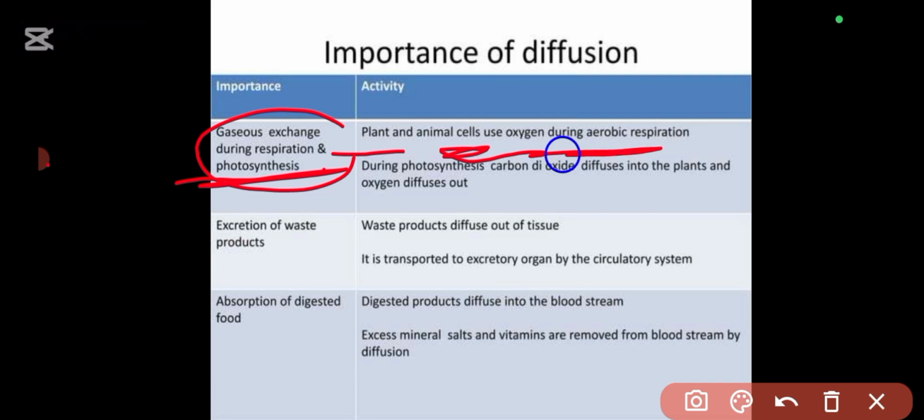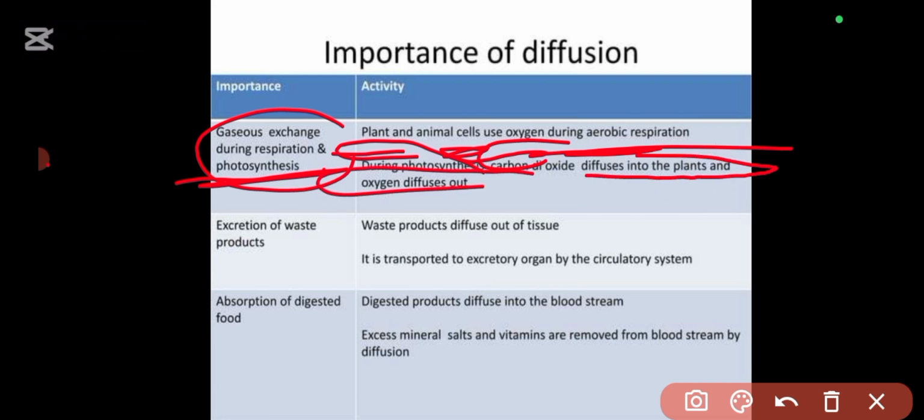We use oxygen during aerobic respiration. Then during photosynthesis also, carbon dioxide diffuses into the plants and oxygen diffuses out. In the leaves of plants, we have guard cells that open and close for movement out of the cells of the plant. Exactly, so that is how diffusion and osmosis function there.